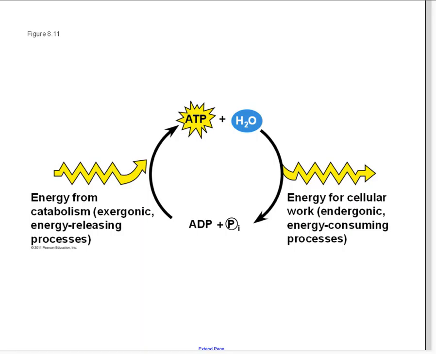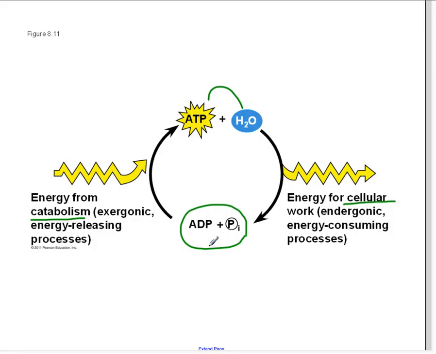And this last slide actually shows that coupling reaction. So in order for cells to work, we need energy from catabolism, where the energy is released and stored in ATP, and then we hydrolyze our ATP, and the energy that is released is used for cellular work. Examples of cellular work are endergonic reactions, where we need energy in order for them to happen. And when that energy is released from the ATP, we produce ADP plus an inorganic phosphate, and the cycle can keep starting over again.